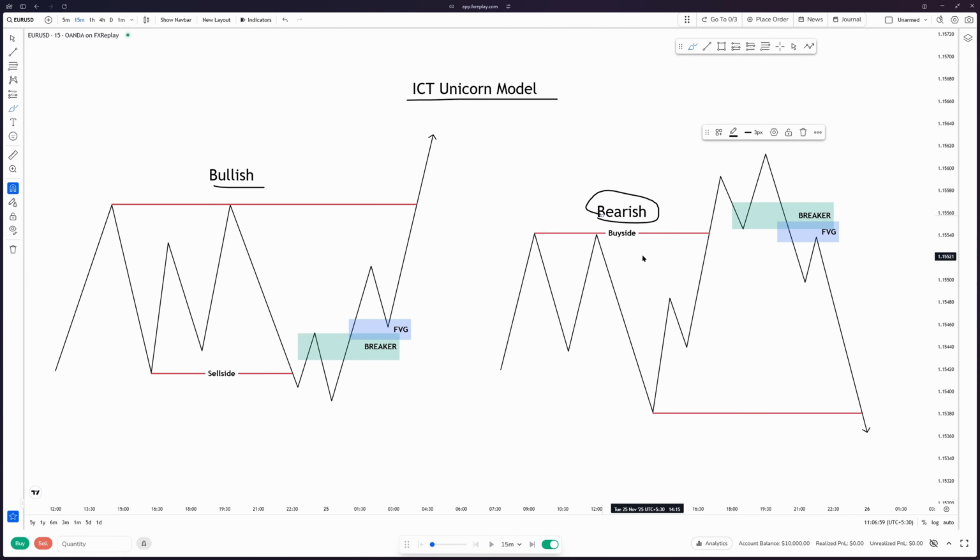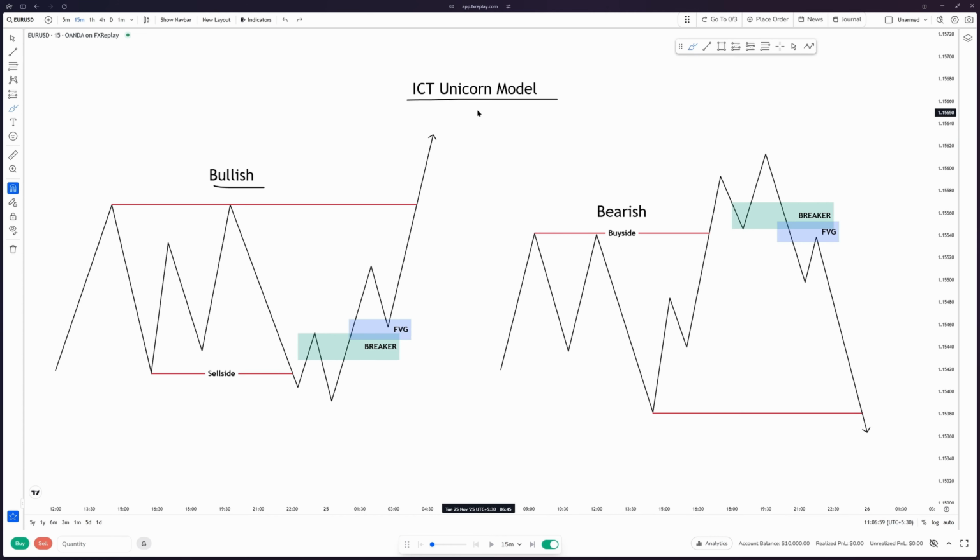Now let's look at a bearish scenario. Here you can see a buy-side liquidity sweep. Then we form a high and a low. The market then breaks below that low, which creates a bearish breaker. We also have a fair value gap. Price again retraces back to either the fair value gap or the breaker, and then continues toward the sell-side liquidity.